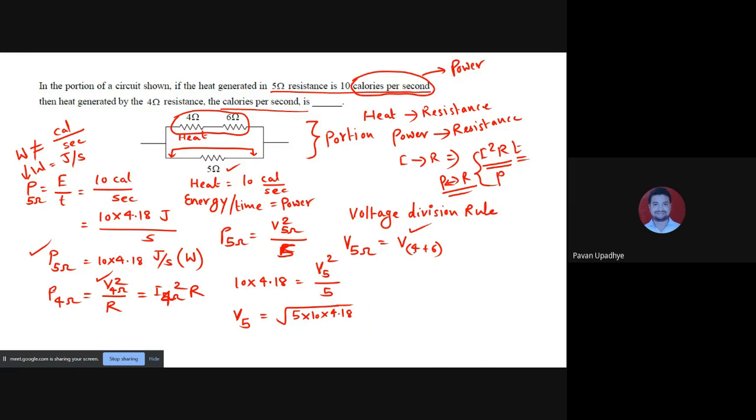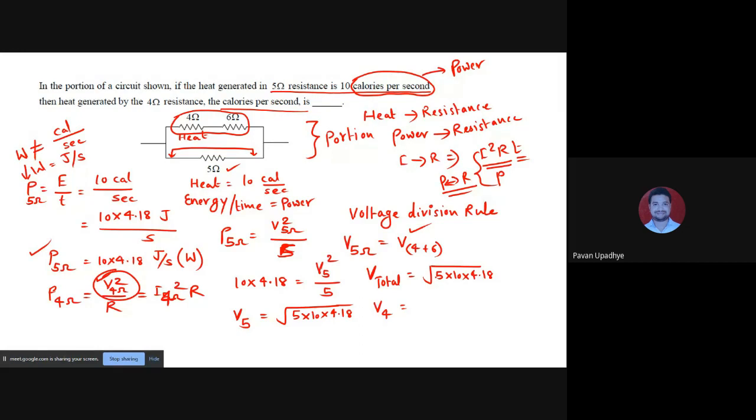So if this is so, we have got what is the total voltage that is appearing across 4 and 6. So it is same as that is appearing across 5 ohm. So 5 into 10 into 4.18. Now what does voltage division formula tell us? Voltage division formula can be used to find out voltage across 4 ohm as was decided. We need it.